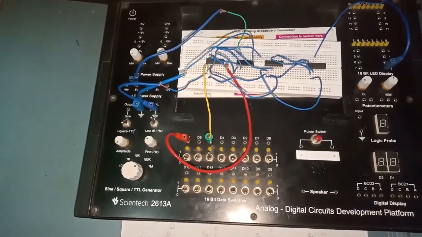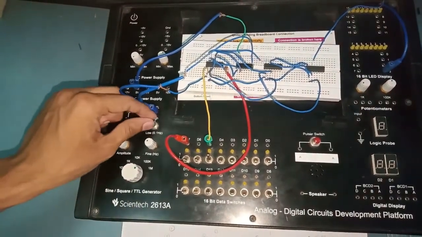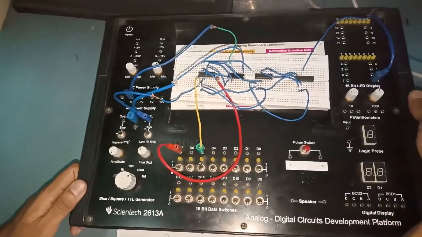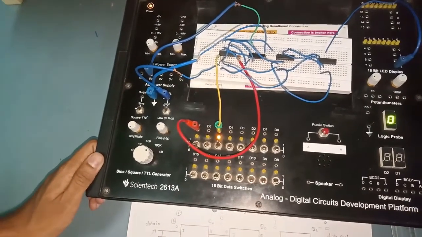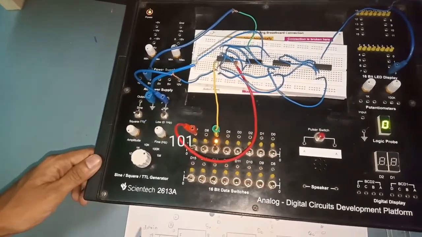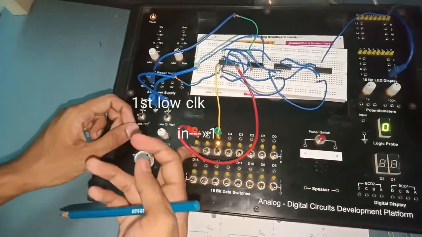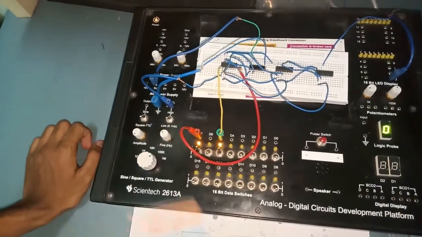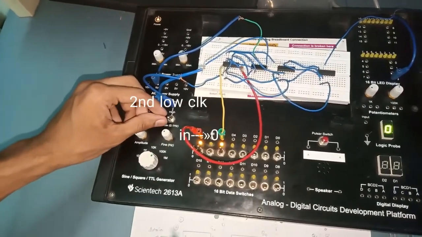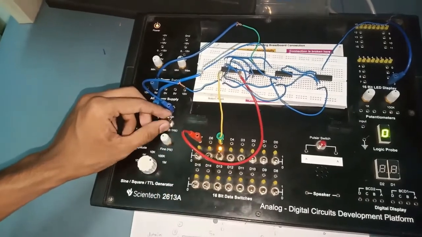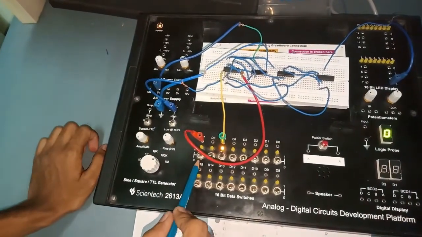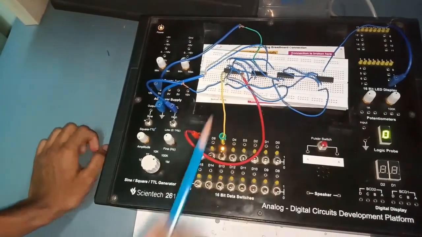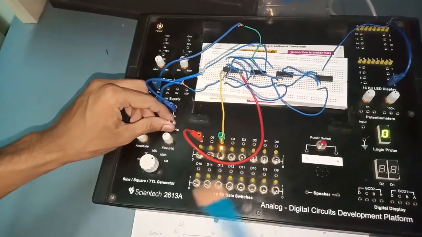Now let's implement this circuit onto the breadboard. Here I am giving the clock from this switch, and this is used to give the input. We are giving the input of 101. So at the first low clock I am giving the input as 1. This input 1 is stored in the first flip-flop. Now we have to give 0. So for the next low clock I am giving the input as 0. This 0 is stored in this flip-flop, and the previous 1 which was stored in this flip-flop is shifted to the next flip-flop.